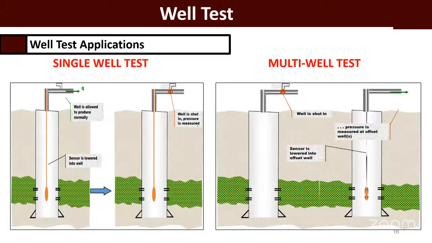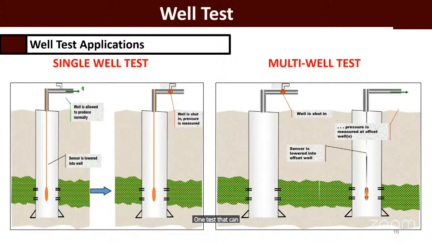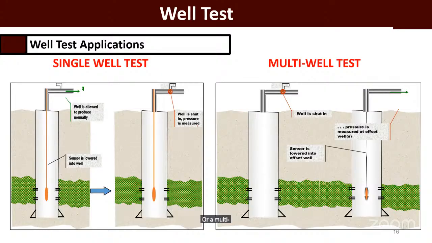Also, there are two types of well test. A single well test, like I explained before, is where a sensor is installed in the well, and then we produce and shut in, or shut in and produce, or inject and stop. Or a multi-well test, where we put a gauge in a well and then we shut in or cause a disturbance in another well. And we will talk about the usage of both of them.